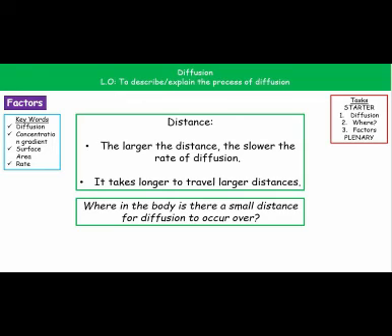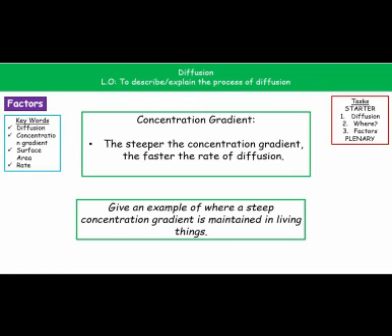Hopefully, we've heard of exchange surfaces. So wherever we are having these exchanges designed to take place in our body, then we've got a small distance. So you could have mentioned in the lungs, or you could have mentioned things like the capillaries here. The second factor we have is the concentration gradient. Again, jot down that bit at the top for me.